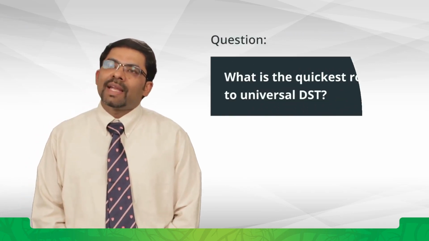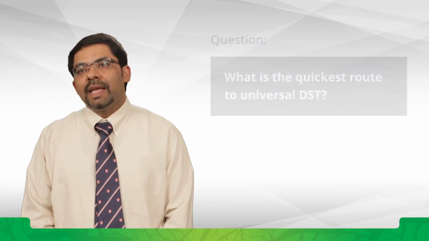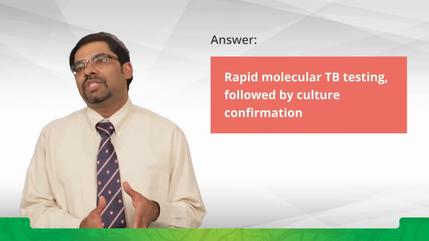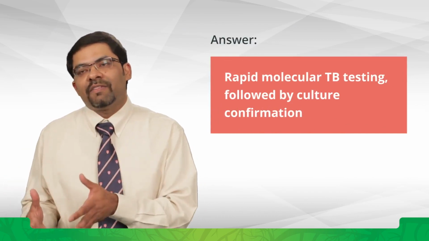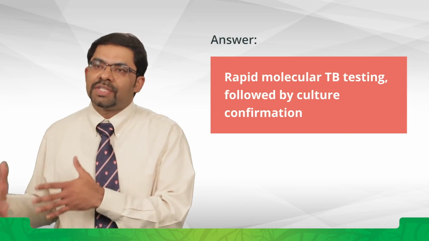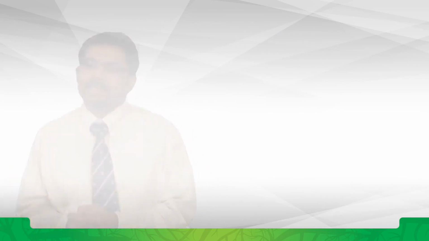Now, what is the quickest pathway to universal DST? Well, since cultures take 2 to 3 weeks to grow, the fastest approach to universal DST today is an upfront molecular screen with a test like GeneXpert, and then if there is rifampicin resistance, follow up with liquid cultures and other technologies to look at more drugs. So GeneXpert followed by additional tests is the fastest approach to universal DST.